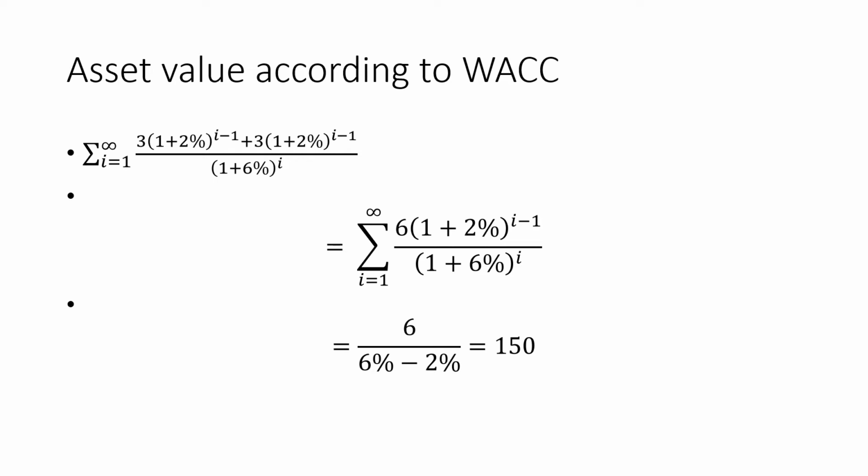So we have cash flows from debt and equity. They are the same, right? Both are 3 times (1 plus 2%) to the power of i minus 1. So 3 is the first year, and the growth rate is 2% every year. They add up from 1 to infinity, discounted by 6%. This is the WACC, so (1 plus 6%) to the power of i at year i. We can simplify it, and the answer is 150. So asset valuation from WACC is 150.